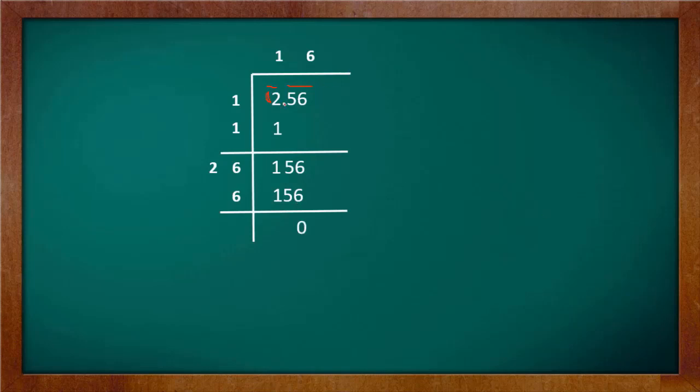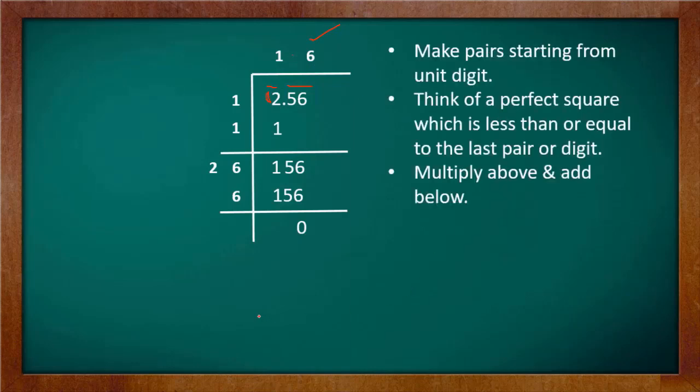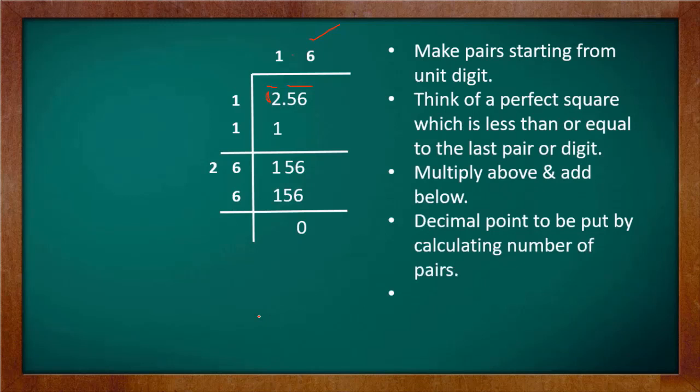Now again count the number of pairs after the decimal point. 1 pair. So start counting the digits from the right. 1. So the decimal point will be put before 1 digit. So just to summarize all those points we have discussed already. So 1.6 is the square root of 2.56. So like this you can use this method to calculate the square root of decimal numbers also. Just the key point is, in the starting only, forget about the decimal point and just follow the steps. Thank you.